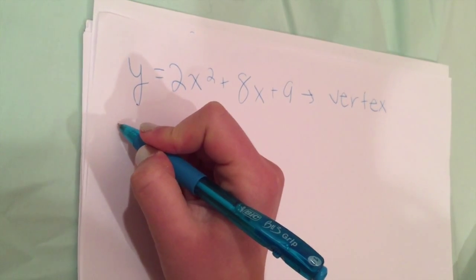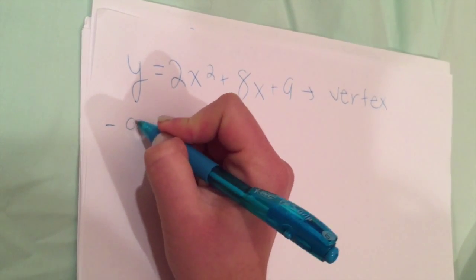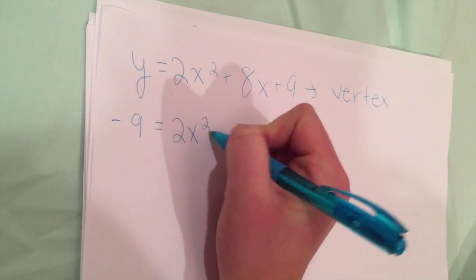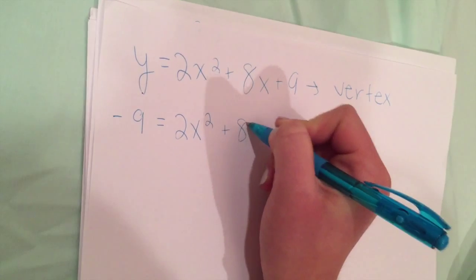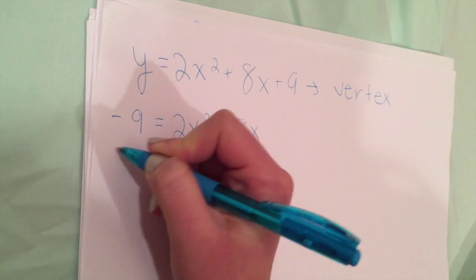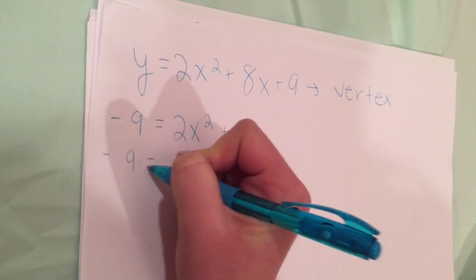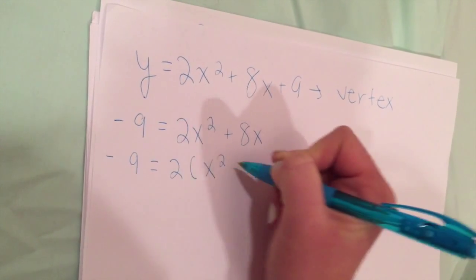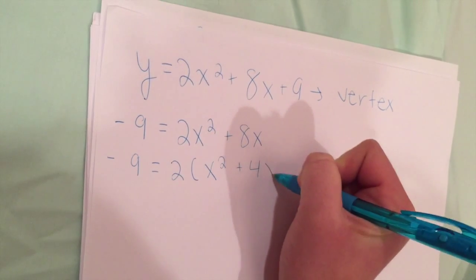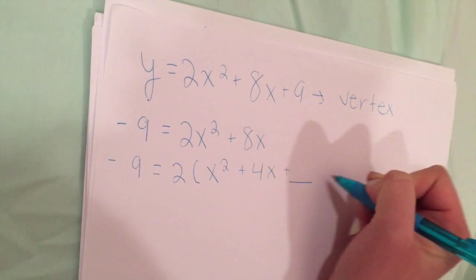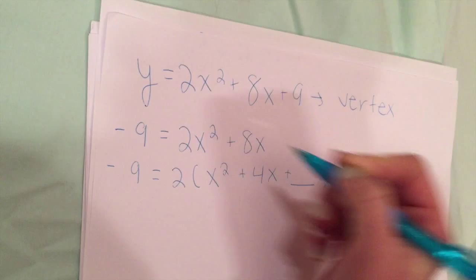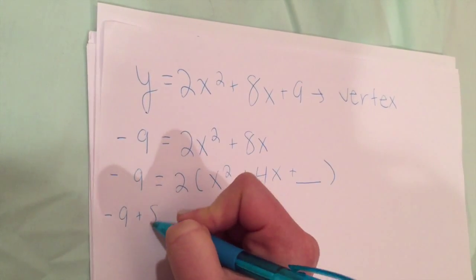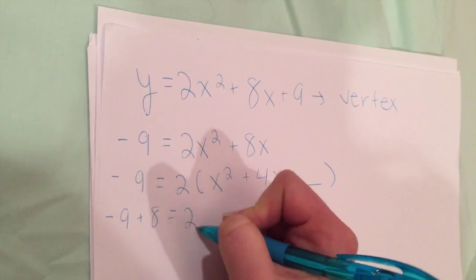To make this standard form equation into vertex form, I have to use completing the square. First, you subtract 9 from both sides, and the equation is now negative 9 equals 2x squared plus 8x. The next step is to factor out the greatest common factor. So you take out the 2, and it equals negative 9 equals 2 times (x squared plus 4x). Then, to complete the square, you divide the middle term by 2, and then square it, and you get 4.